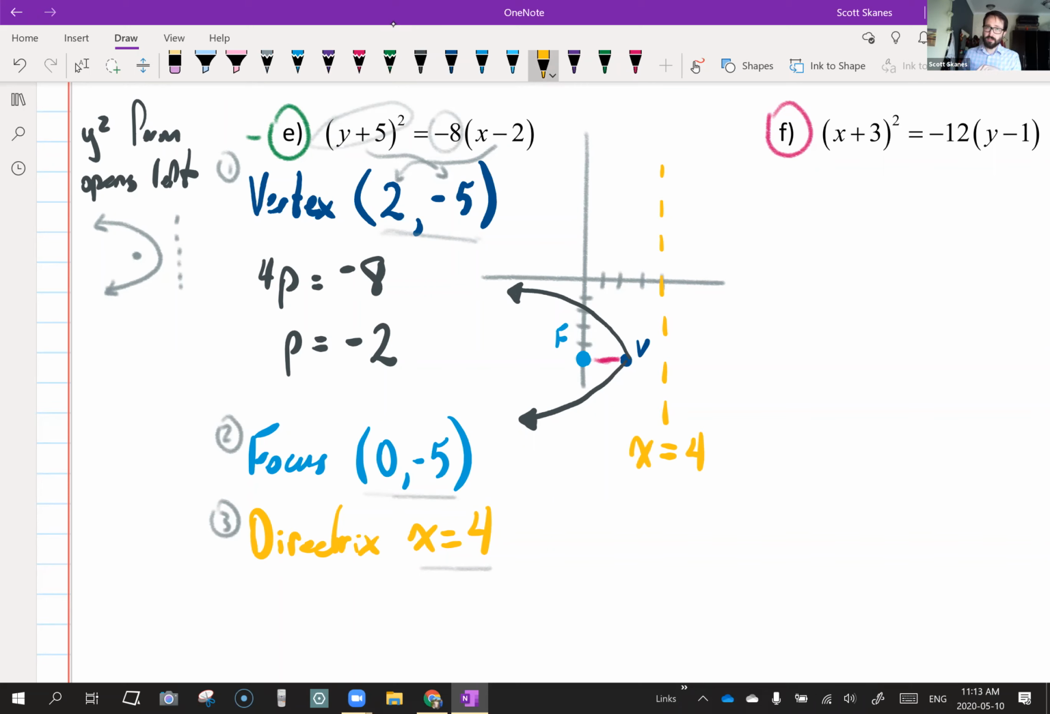How is the directrix found, Ahmed? I know that my vertex is at 2, -5. I'll erase this in a second, but my vertex is at 2 and -5. I know that the directrix is 2 over from that because P here is 2. So just shift over by 2 in the same direction as the focus.